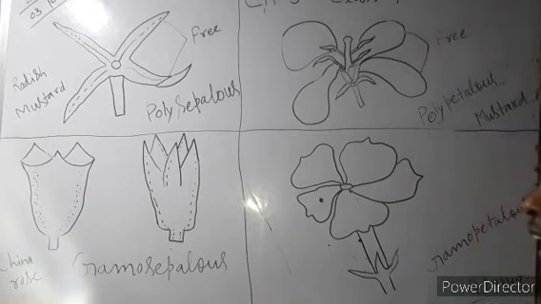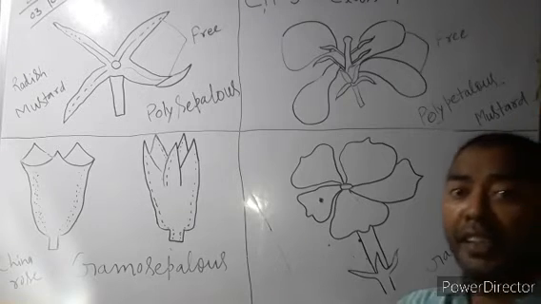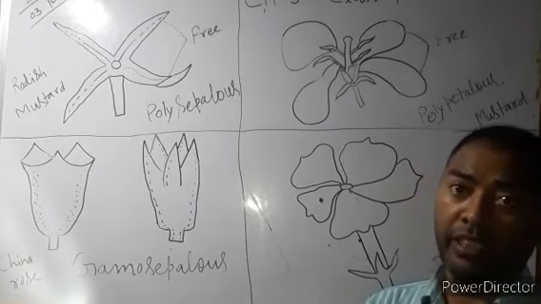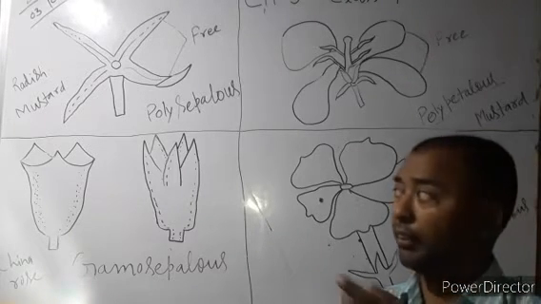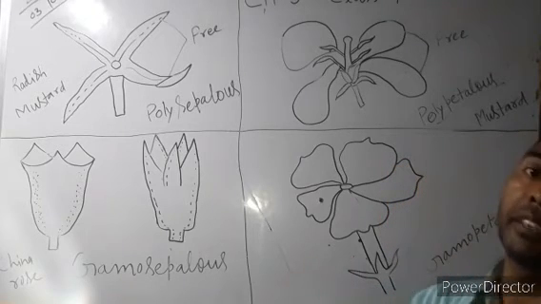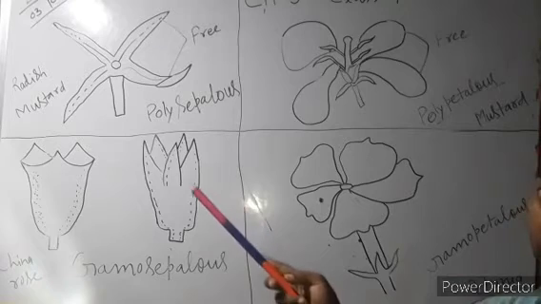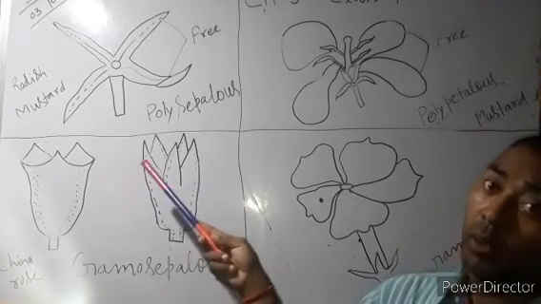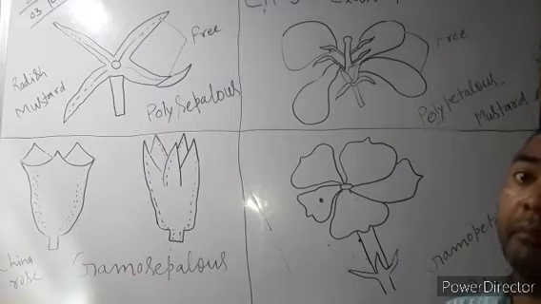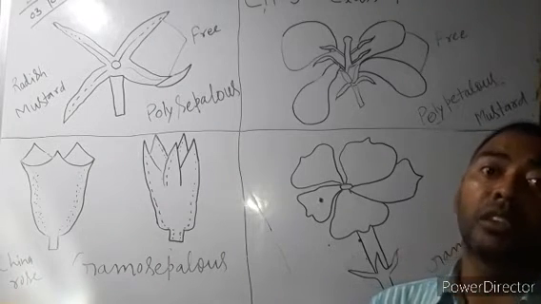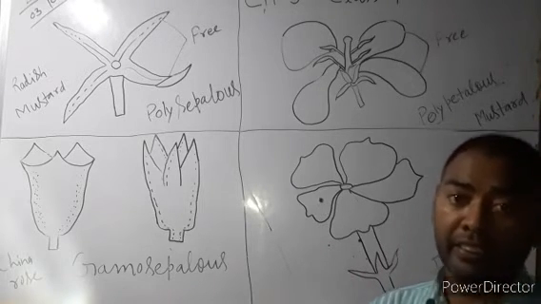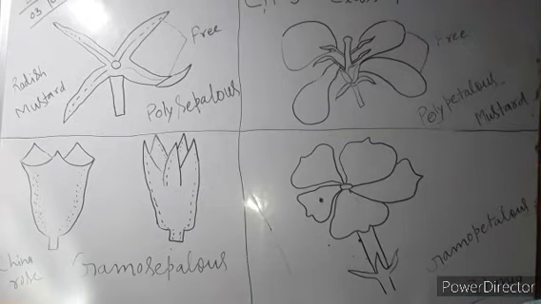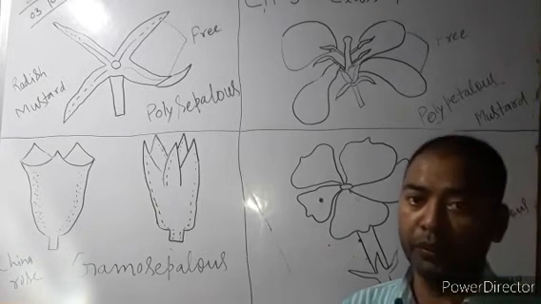Okay, and in some flowers there are green petals. That condition is called sepaloid petals. As I told you in the case of sepals, there are colored sepals. In that case, I told you about petaloid sepals, but here it is sepaloid petals. That means the petals look green in color. That condition is known as sepaloid petals, and it is found in some plants also.